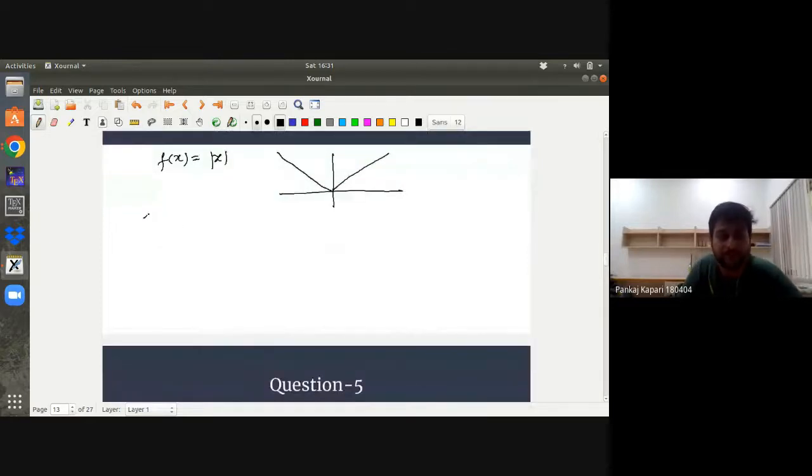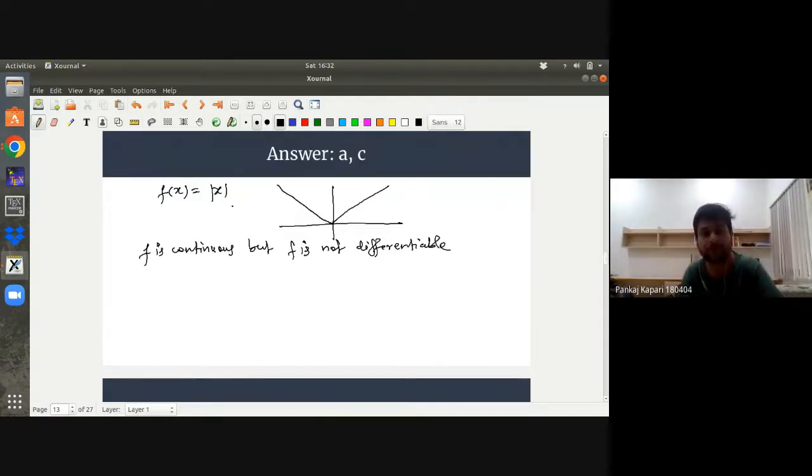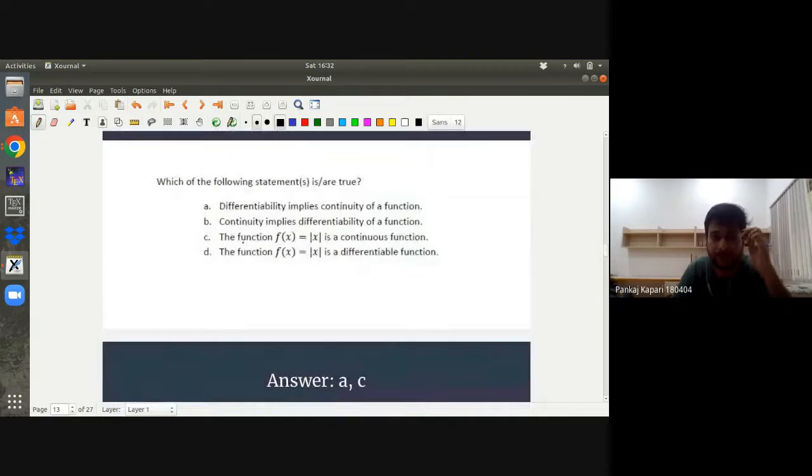You can see that f is continuous, but f is not differentiable. Why? Because at the origin there is no tangent line. You can also prove using the definition that the function f is not differentiable at the origin. Only at x equal to 0 is the function not differentiable. Otherwise, the function is differentiable at every other point. So the statement that the function is continuous is correct, but the differentiability statement is false.